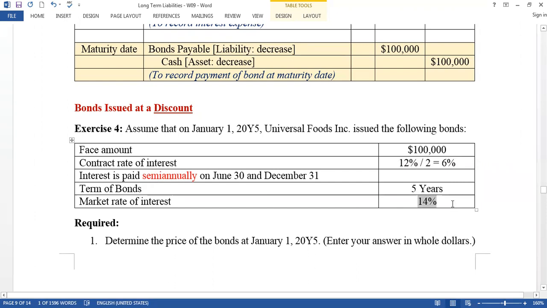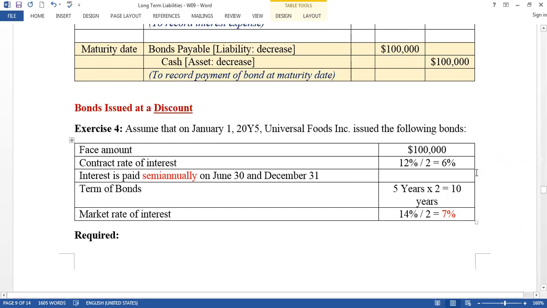If the market rate is higher, do you have a discount or premium? Discount, because you go to the market with a product and you sell it with a discount. If you sell something with a discount, it means you have some loss here. So 14% divided by 2 equals 7%. This 7% we are going to use to calculate the present value, right? And the term of the bond becomes 10 periods. Clear?